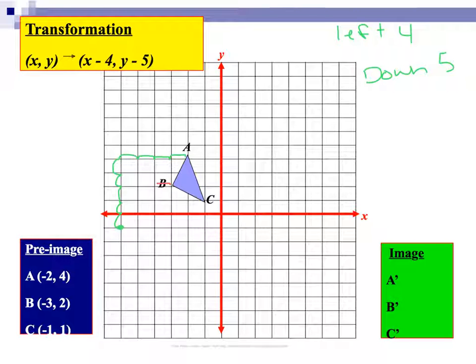Then B, left, 1, 2, 3, 4, down, 1, 2, 3, 4, 5. Place your point. And finally, we have C to the left, 1, 2, 3, 4. Stop, go down, 1, 2, 3, 4, 5. And put your point. Then you always want to connect your points and then label. So C prime, B prime, this one up here is A prime.